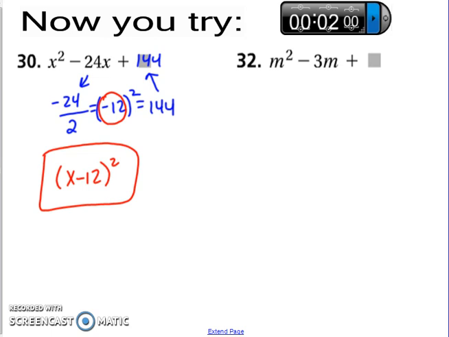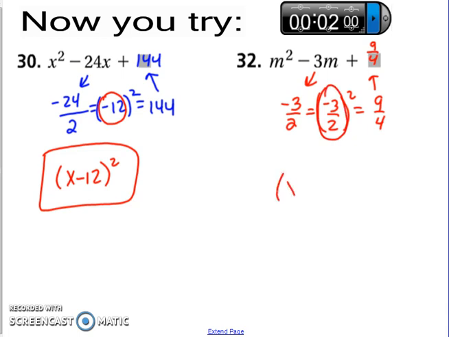And then this last one, negative 3, we divide it by 2, and we get negative 3 halves. And then we square it, and we get 9 fourths. So when you square it, you're squaring the top and the bottom. So 9 fourths is what we add at the end. And then the number we got when we divided by 2 was negative 3 halves. So x minus 3 halves squared.